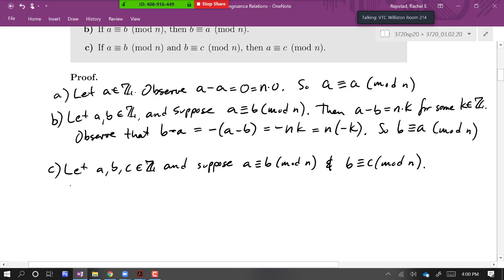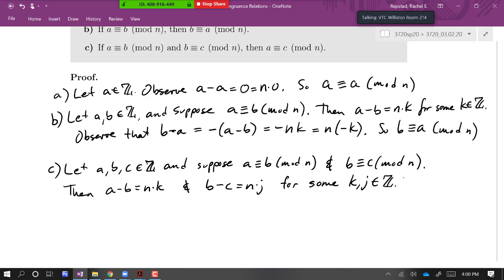From our two assumptions, since A is congruent to B mod n, we know that A minus B is n times k, and B minus C is n times j, for some integers k and j. We're just recreating the argument that we already wrote for the specific case of congruence mod 5, back in the last chapter. We want to show that A is congruent to C, so we have to look at the difference A minus C. Does anybody remember how we rewrite this? Like the trick that's involved to show that this has to be a multiple of n?